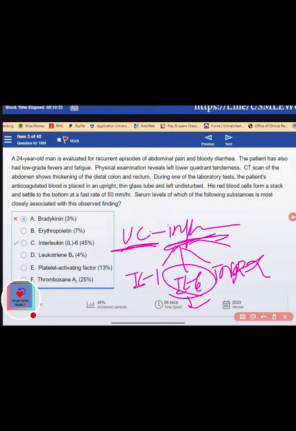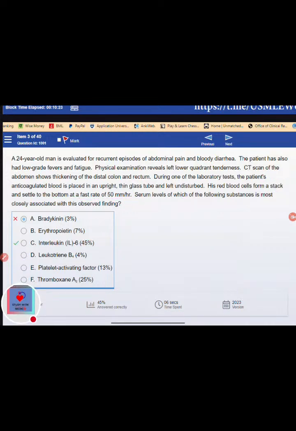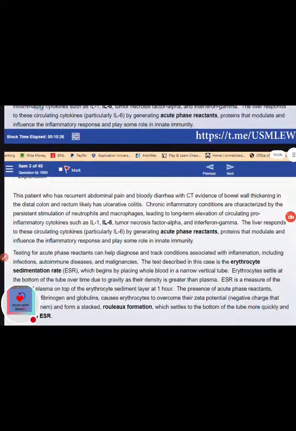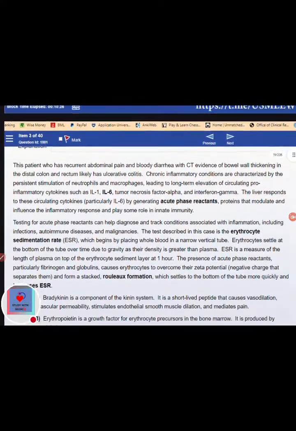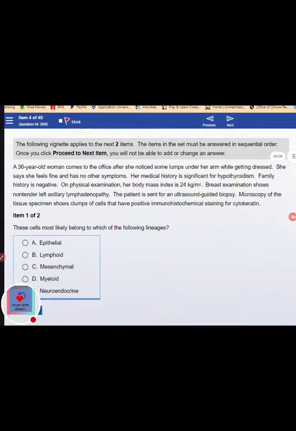Interleukin 6 mainly stimulates acute phase reactants, because of which there is rouleaux formation, stack formation, and they settle to the bottom. ESR is raised. ESR raised means acute phase reactants are raised. So interleukin 6 is the pro-inflammatory cytokine. Done with this question.